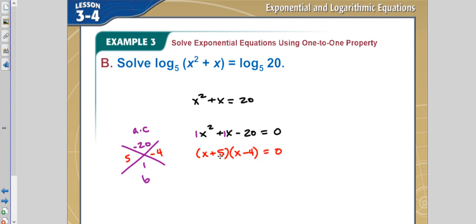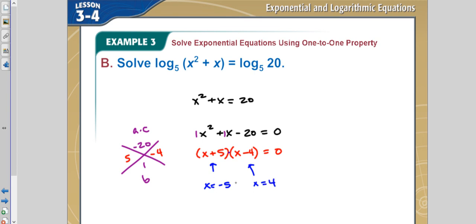Since it equals 0 and these are multiplying, the zero product property tells me that the only way to multiply two values, which this is one value, this is a second in the parentheses, is that one of these has to be equal to 0. So either x equals negative 5 or x equals 4.